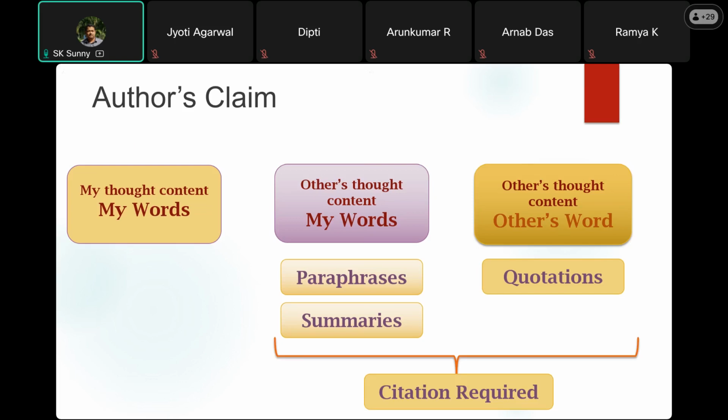So this is very important. As an author, we should be very clear. If I have written something in my own words, the idea is mine, no quotation, no citation is required. And if I have taken somebody else's idea, thought content and their words, then we have to quote. And if I have taken the idea from somebody else and written it in my own words, then we have to paraphrase. Whether we paraphrase or quote, we have to give citation. Now the question must be coming to the minds of young researchers: what is citation? We will learn slowly.